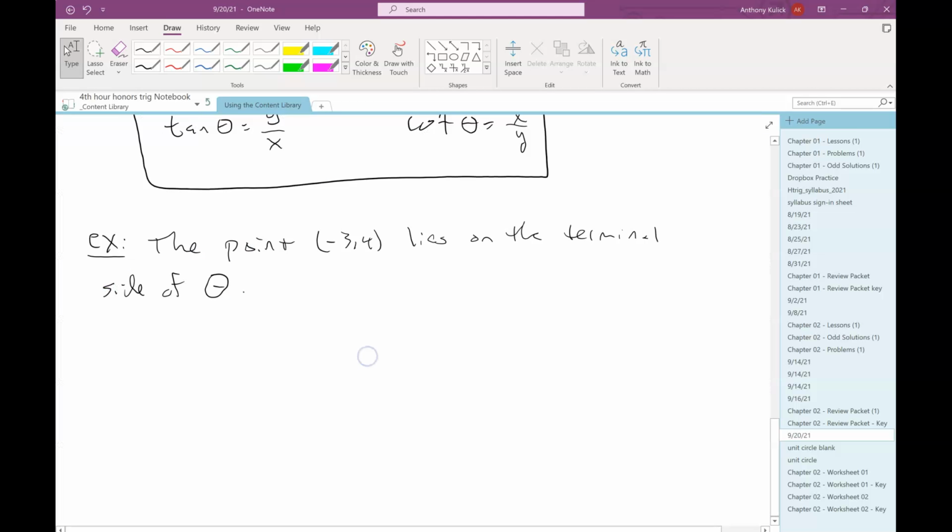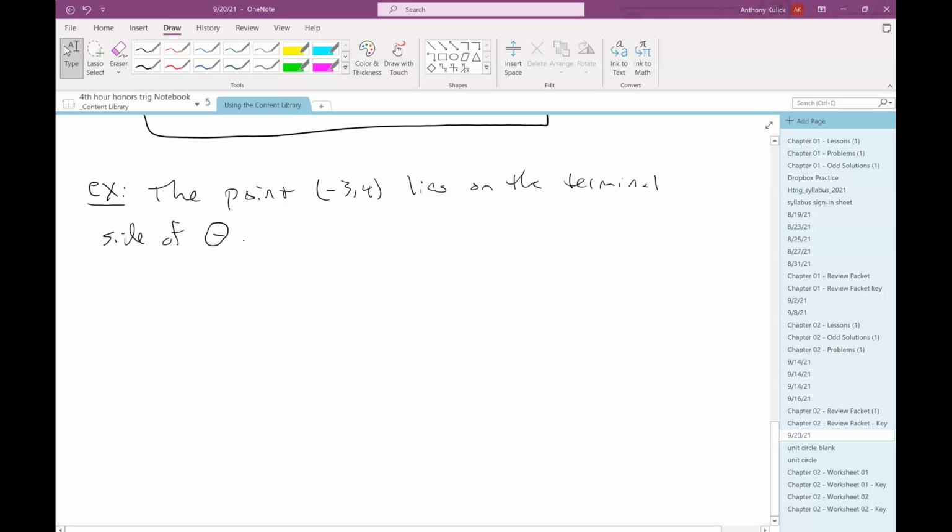So let's say we have the point -3, 4 that lies on the terminal side of theta, and we want to evaluate the 6 trigonometric ratios for theta. Well, let's draw ourselves a picture of what's going on real quick. It's not really necessary to draw the picture, but this is the first time, and I think usually having a visual aid helps a little bit. So we'll draw our standard position angle. The initial side is always there on the positive x-axis. Then if I plot the point -3, 4, I'm here.